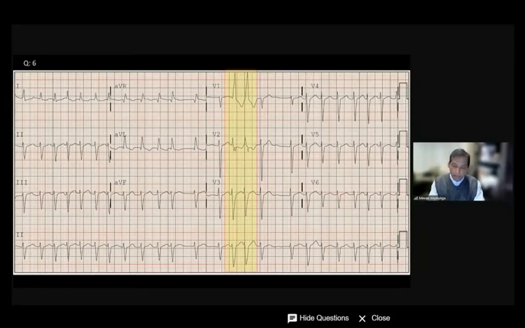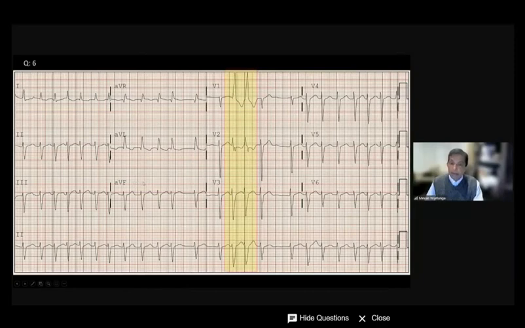This is a 48-year-old woman with palpitations and some mild chest discomfort. What I'm asking is, what is the baseline rhythm, and what are these white complex beats highlighted here? The first option is that the baseline rhythm is sinus and the highlighted beats are QRS aberrant beats.